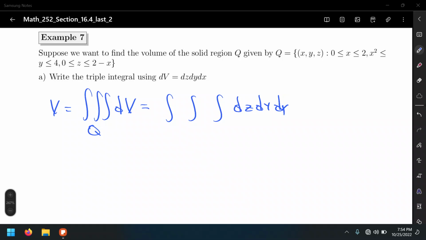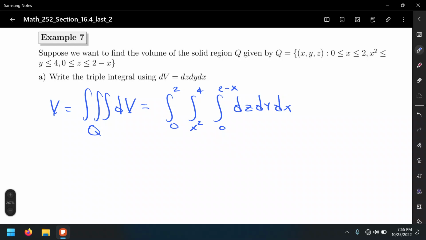And what about the middle integral? That second integral with respect to y can only be a function of x. And what do we have? We have y bounded above by 4 and bounded below by x squared. So those are the limits. And x, the remaining variable, is constant. So we got this: 0 to 2, x squared to 4, and 0 to 2 minus x. That's it.